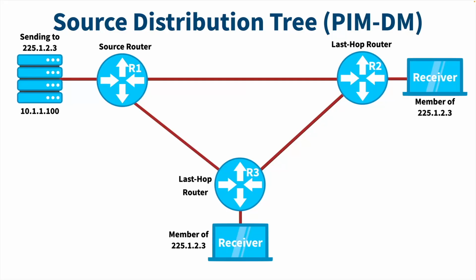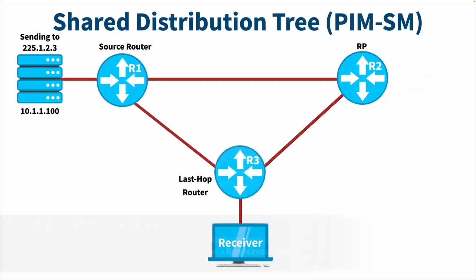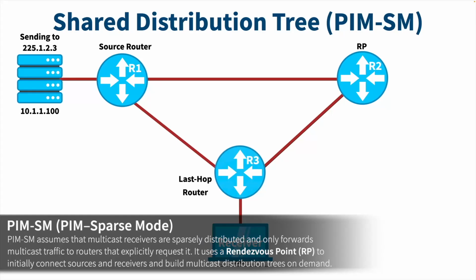But there is a way around this repeated flooding and pruning behavior. We could use another type of distribution tree and another type of PIM. It's a shared distribution tree, and it's PIM sparse mode. The idea is we're going to have a router in our topology designated as a rendezvous point, or an RP. It's sort of like a meeting place.